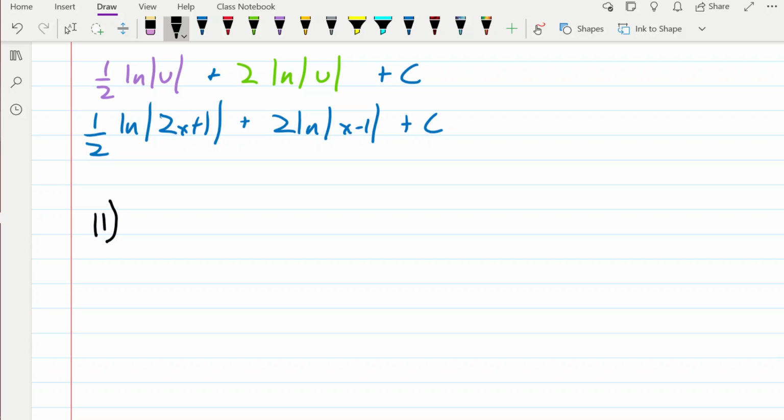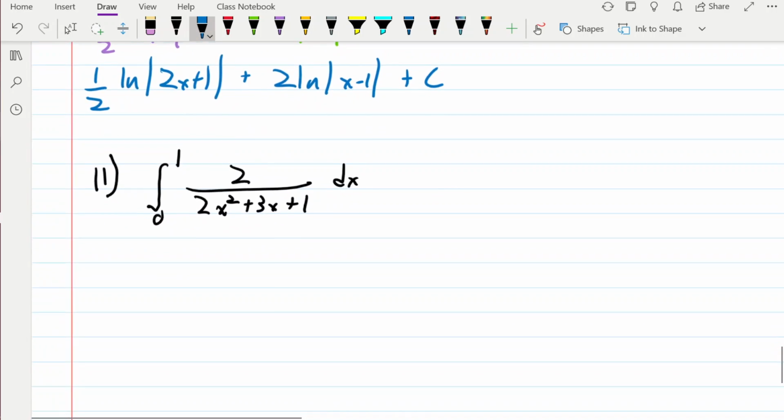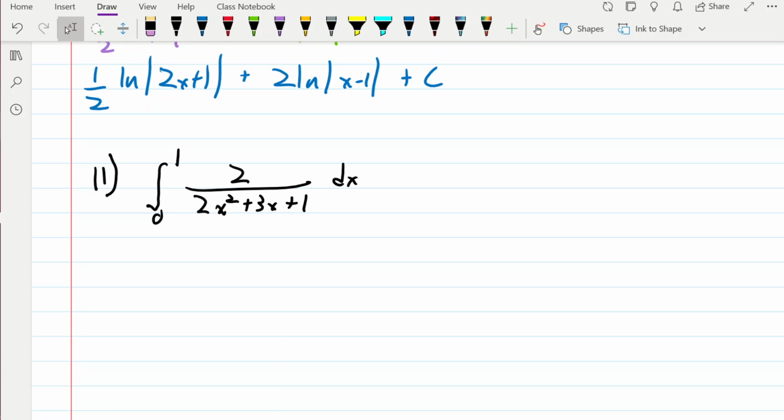So for number 11, we have the integral from 0 to 1 of 2 over 2x squared plus 3x plus 1 dx. All right, so we're going to have to begin by writing out our partial fraction, and we cannot simplify this denominator.